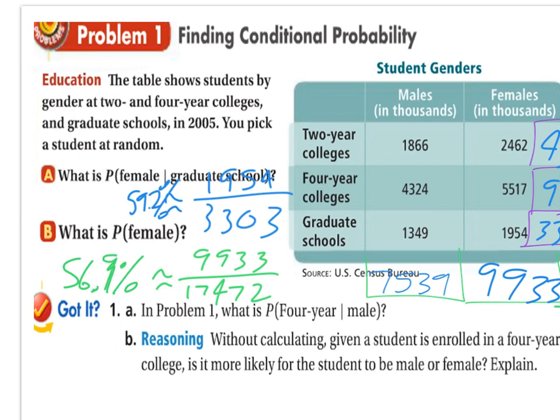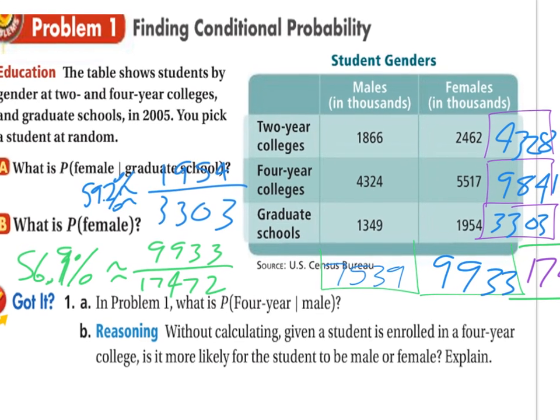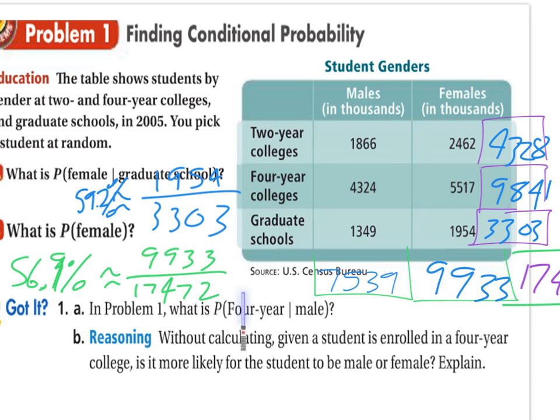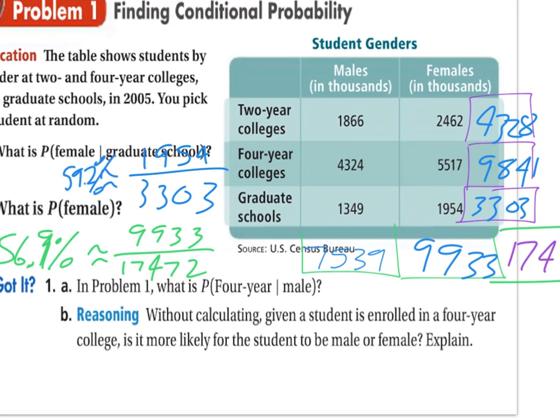would be female. We've got a couple other questions based on this data. Next one we have is what is the probability that the student is attending a four-year school given that the student is male? So kind of flipping around the conditions. So now the student has to be male, so our condition means that we're focusing on just this column of information. So our sample space would be the 7,539. So that would be our denominator.